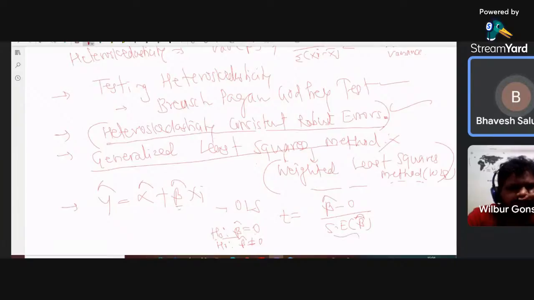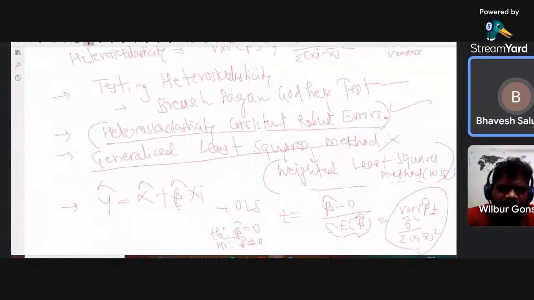Now this standard error of beta hat is based on the formula for the variance of beta hat, which is equal to sigma hat square upon summation xi minus x bar square. This formula will not hold when there is heteroscedasticity. So if you still apply it in the statistical test, your test results will go wrong. This is an important implication of heteroscedasticity in the regression model.